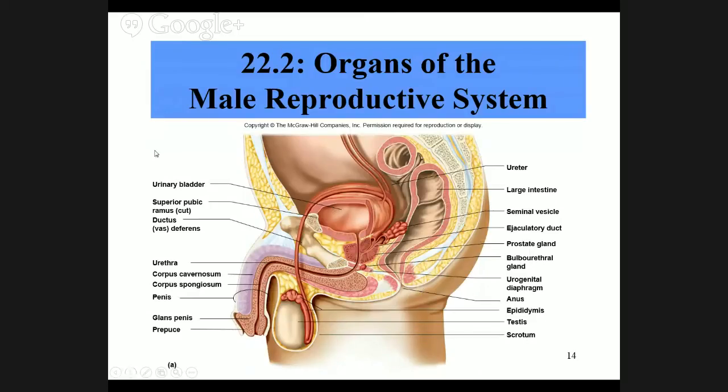Okay, chapter 22.2. This slide is about the organs of the male reproductive system. You have the ductus, the vas deferens. That's important. The function of the two ducts that are formed: they're an ejaculatory duct. They pass through the prostate gland and enter the urethra through a slit-like opening.